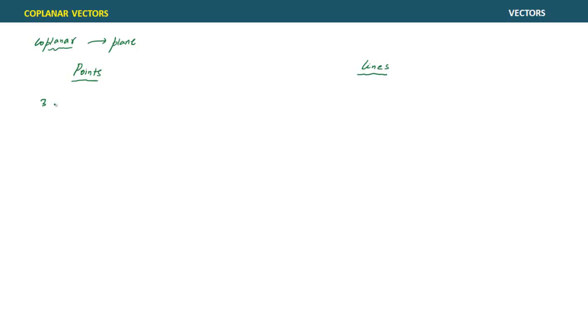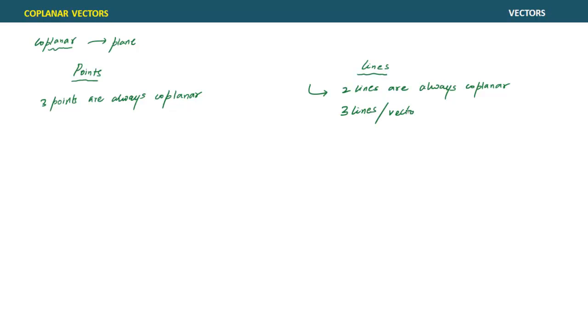So 3 points are always coplanar. No need to prove anything. That means we can always have a plane passing through three points. So nothing needs to be proved. Two lines, if I talk about, yes, two lines are always coplanar. Please remember all these concepts which I am talking about here, because sometimes you tend to miss them in questions where they are being asked. Now what we require to prove is three lines, or in fact in our topic, three vectors. Okay, so how do we do this?